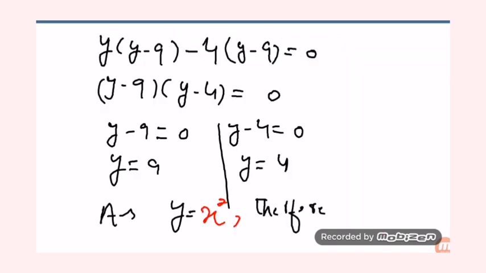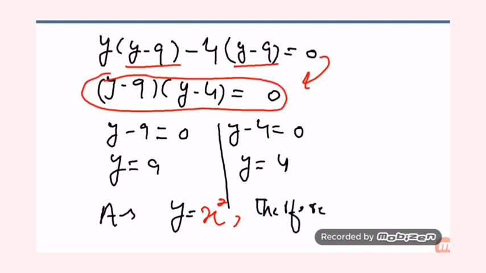Now this can be written as y(y - 9) - 4(y - 9) = 0. Now taking y - 9 as a common factor, this equation becomes (y - 9)(y - 4) = 0. Now by the zero factor property, either y - 9 = 0 or y - 4 = 0. So this implies y = 9 and y = 4.